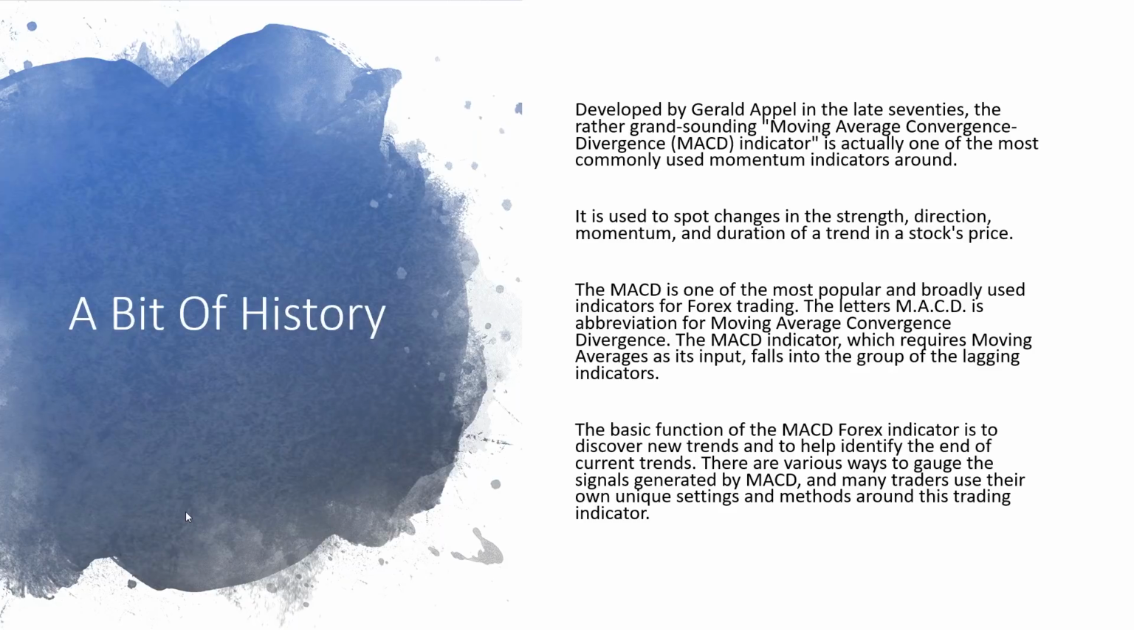The basic function of the MACD indicator is to discover new trends and to help identify the end of current trends. There are various ways to gauge signals generated by MACD, and many traders use their own unique settings and methods around this trading indicator. MACD also serves three purposes. It will give you crossovers, which generate transaction signals, it will give you overbought and oversold indicators, and lastly, it will also give you divergence. So you're actually getting three indicators in one great oscillator.